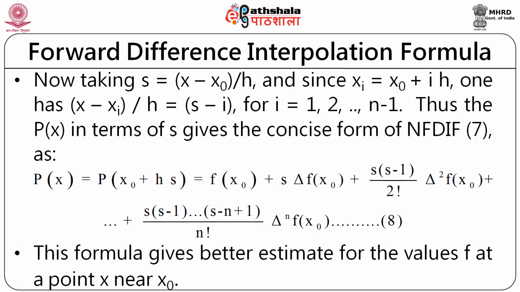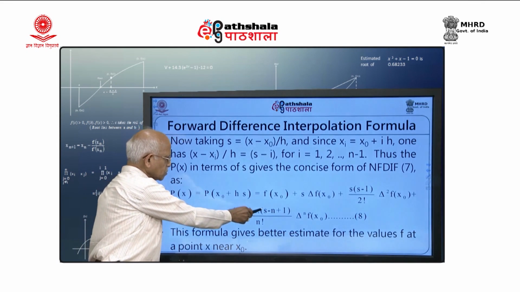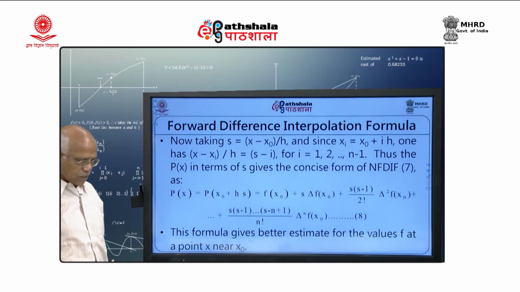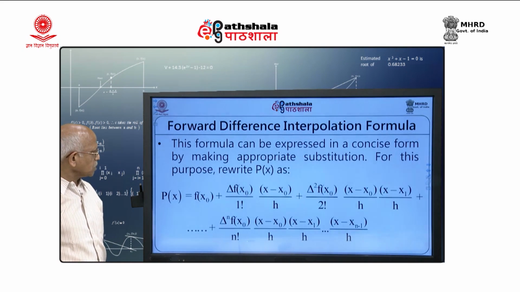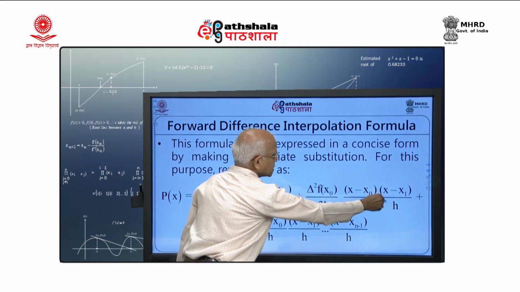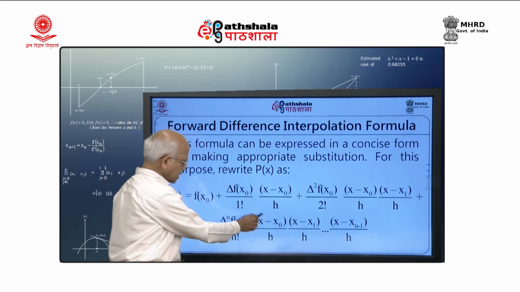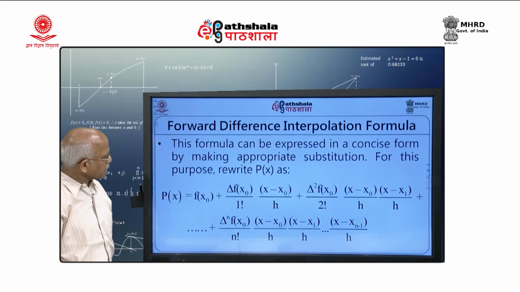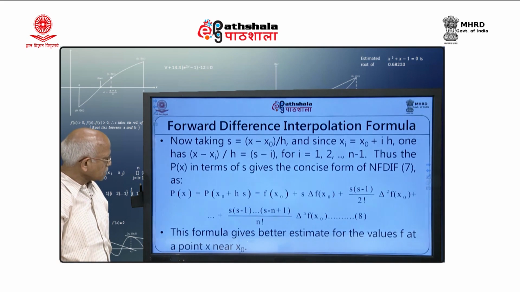So, this one I will get, and this will be equal to f(x0) plus s into del f(x0) plus s into (s minus 1) by 2 factorial into delta square f(x0) and so on, and I will be getting s into (s minus 1) up to (s minus n plus 1) divided by n factorial into delta raised to n f(x0). This you can see from the expression over here. So, this is s, this is s minus 1 and so on, and this is s minus n plus 1. So, that is how I get the final expression like this.